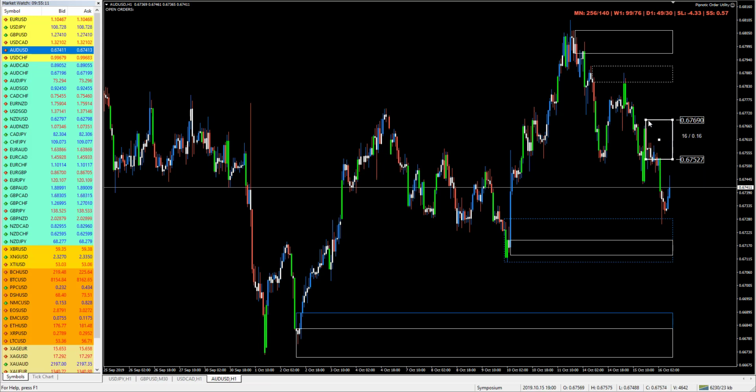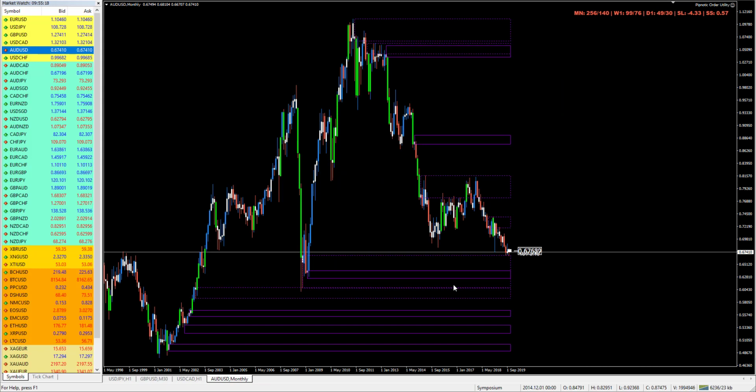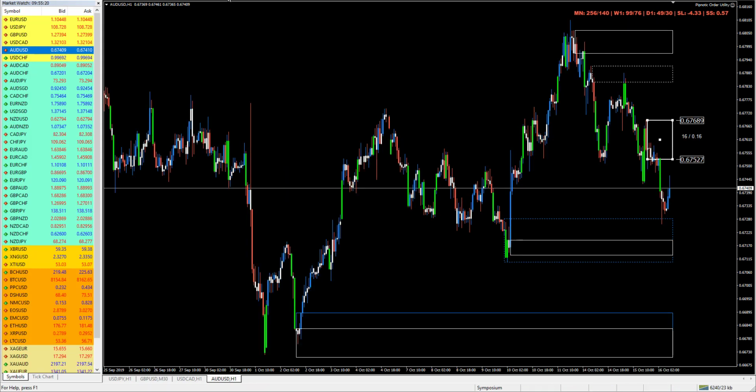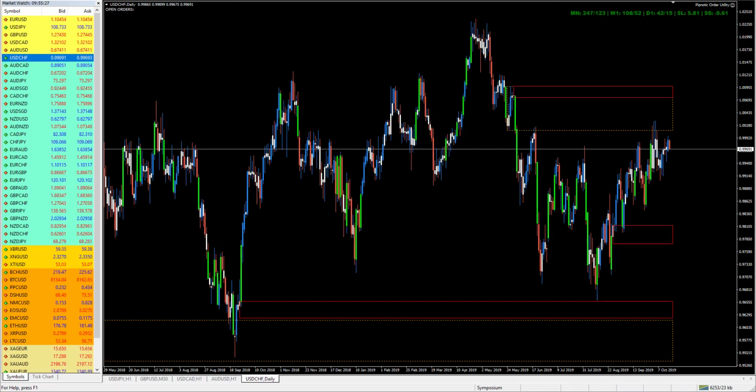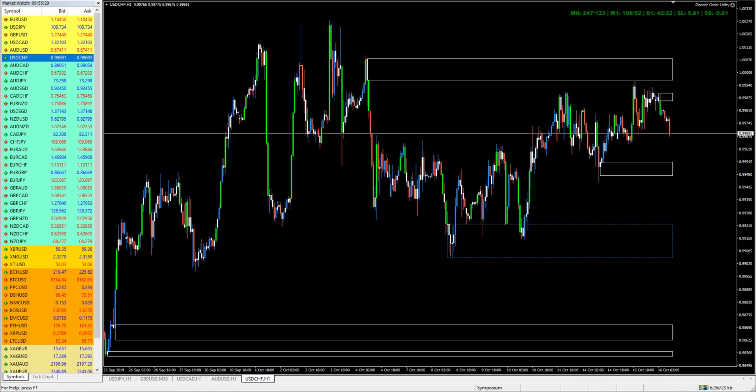The reason I won't take this one is because we're already at monthly demand, and so I don't want to sell into monthly demand. So we'll leave that. You can see here, we're probably going to wriggle lower from here, but we'll just leave that on there and look at that later. Look at the dollar Swiss franc. They're also pretty high. So where do we have some kind of clean stuff?